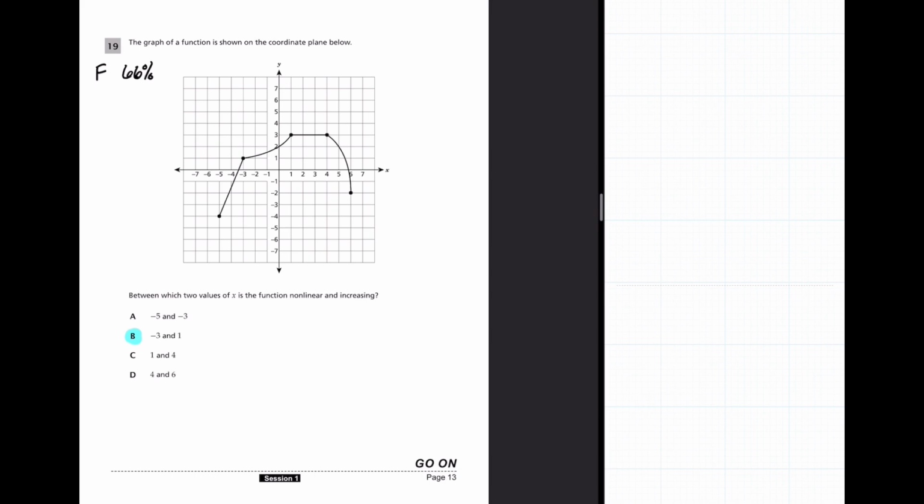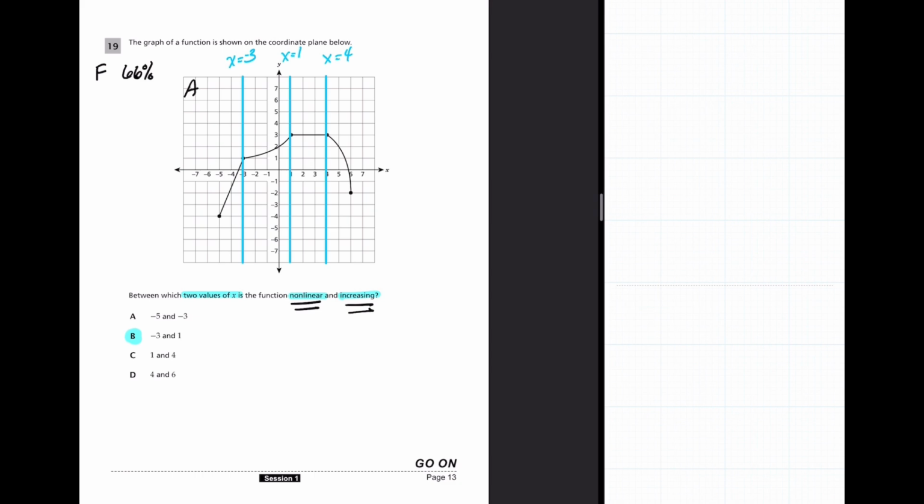Here's a function problem. I can look at this function between what two values of x? Is it nonlinear and increasing? Okay, so I'm going to split this into sections where the function changes. So over here, I see a change. Here and here. So that's where x is equal to -3, where x is equal to 1, and when x is equal to 4. So what am I looking for?